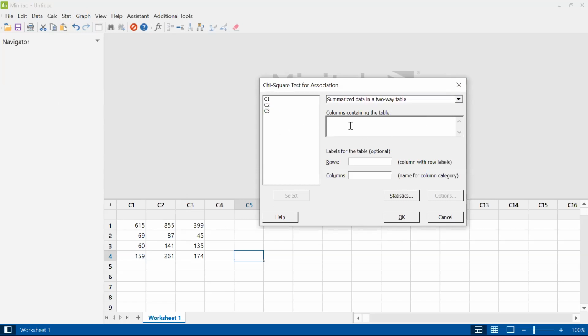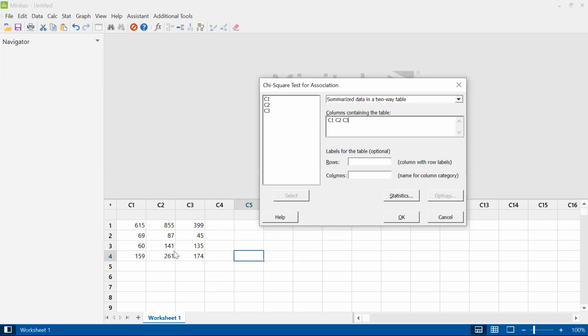And there was nothing appearing over on the left, but when I clicked in this box to enter the columns that have the table, then the stuff that has writing in it appeared over here on the left. So I want my tables in columns C1, C2, and C3. So C1, select that, C2, select that, C3, select that. So C1, C2, and C3 have my table in them.